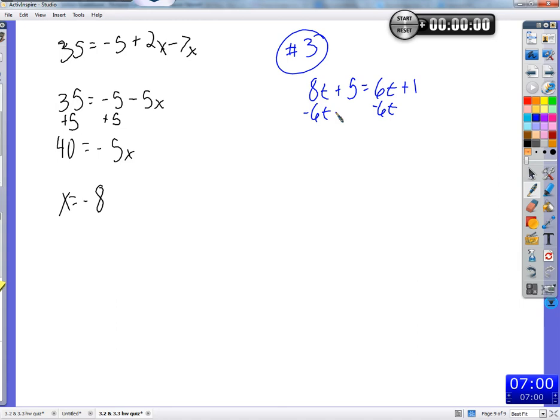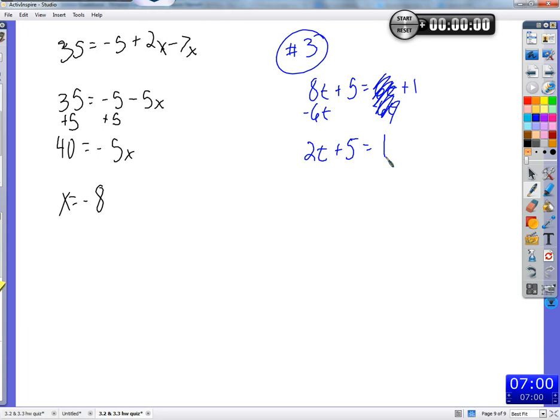Okay? All right. So what is 6t minus 6t? Zero. There's no more t's on this side. All that's left is a 1. Okay. Can we put these together? Yeah, they're like terms. 8t minus 6t is 2t. Plus 5 equals 1. Minus 5. Now it looks like a normal equation, a two-step equation, if you will, right?